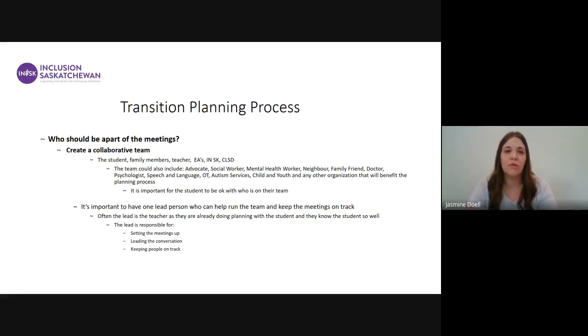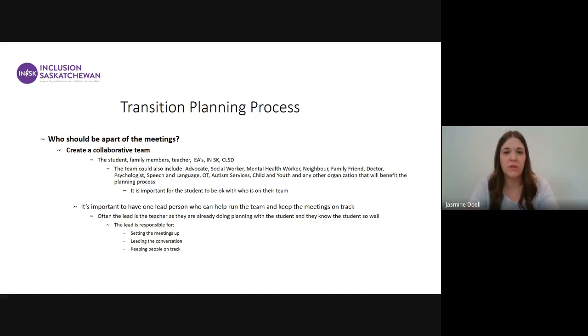It is important to have at least one lead person who can help run the team and keep the meeting on track. So often the lead is the teacher, as they already are doing planning with the individual and they know that individual very well. The lead is responsible for setting the meeting up, leading the conversation, and keeping people on track. If teachers are not planning or running the meetings, parents should contact the school to make sure a transition planning process is being set up. It is important for parents to be a part of the plan and take on some of the roles too.